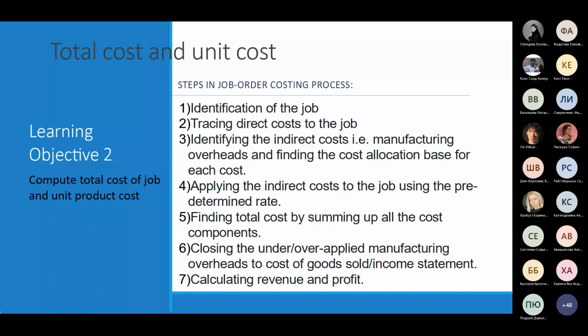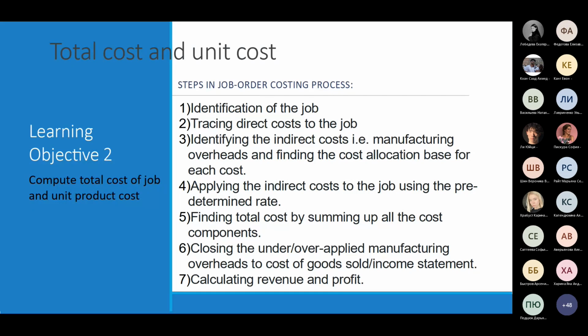Under applied or over applied manufacturing overhead is the difference from the incurred manufacturing overhead, which is calculated using the predetermined overhead rate. But in case we are wrong with the volume of production or with the predetermined overhead rate calculation, for example, we calculate this rate assuming that we will use the full capacity of our production area, and we will calculate it for 1,000 units of product that we plan to make during this year.